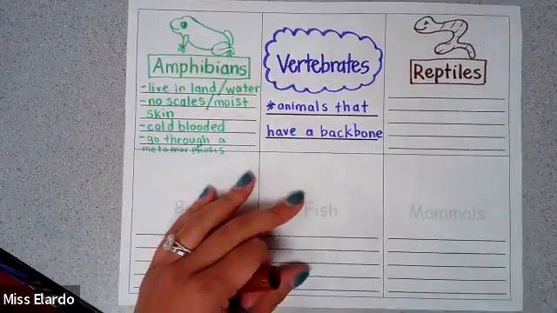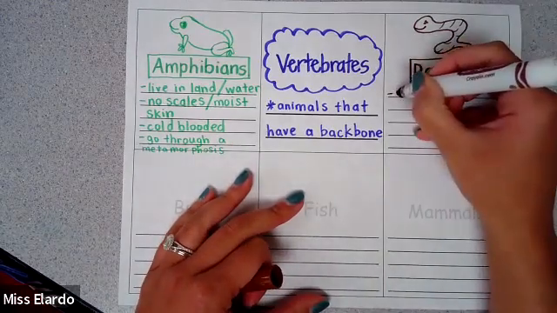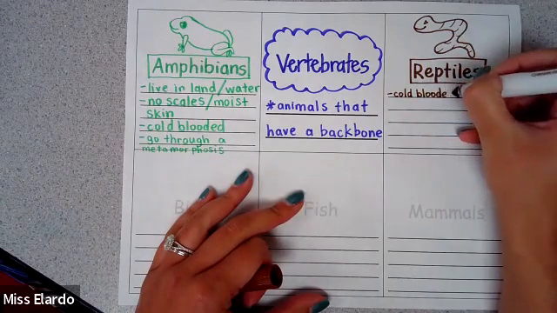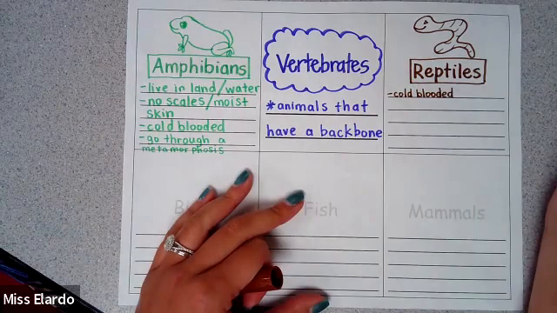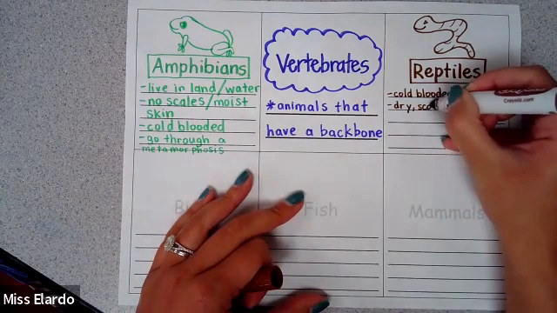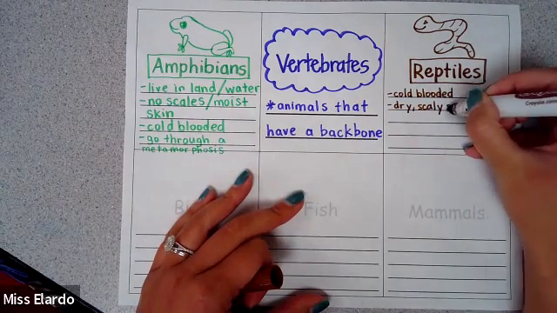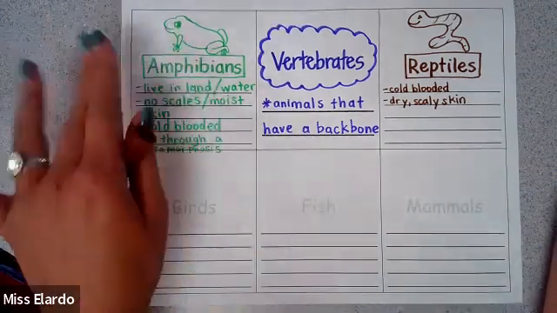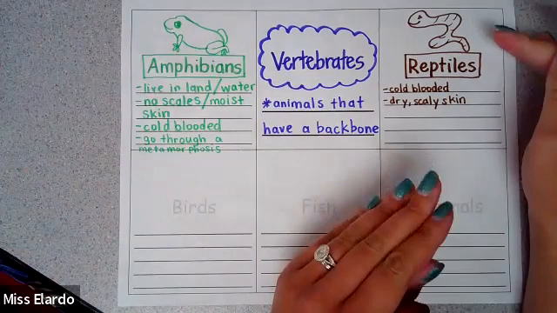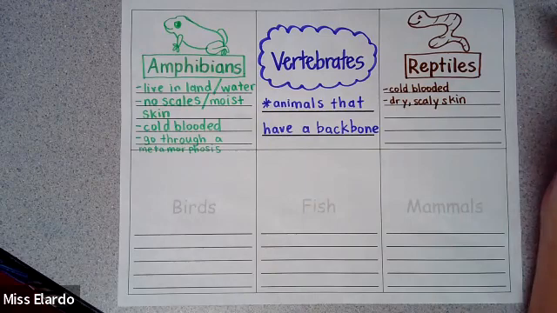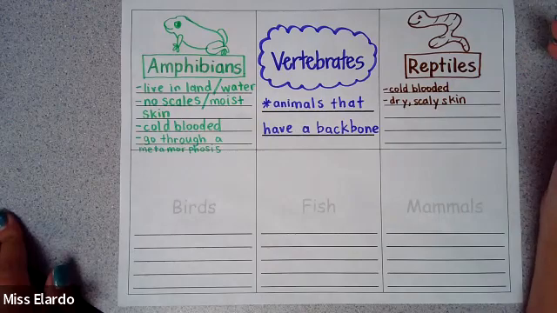Okay, so reptiles. They are also cold-blooded. They have dry, scaly skin. So that's a little bit different than the amphibians because the amphibians kind of look wet. And although snakes do look kind of slimy and wet, when you touch them, they're actually really dry. If you've ever touched a snake's skin, it's dry. It's not slimy.